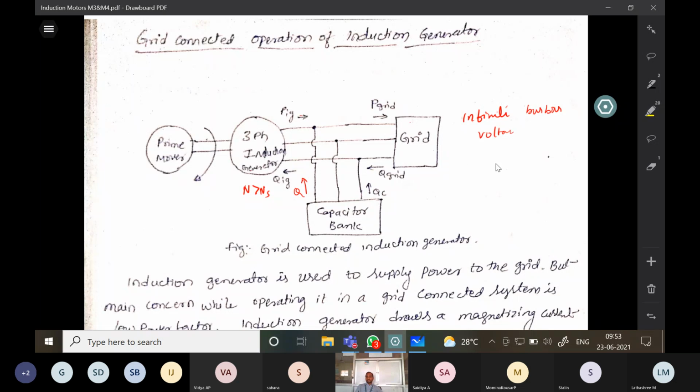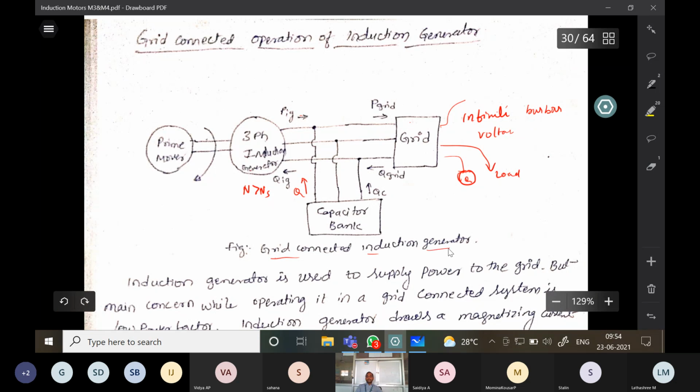Many generators and many loads are connected to this grid, and many customers are connected to the grid. This is some infinite bus bar, so whatever power is generated can be given to the grid. This is called grid connected operation of induction generator. We also get reactive power from the grid, that is Q grid, and Q is also compensated from the capacitor bank, which is called QC.